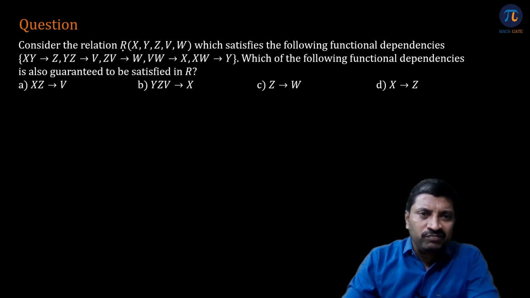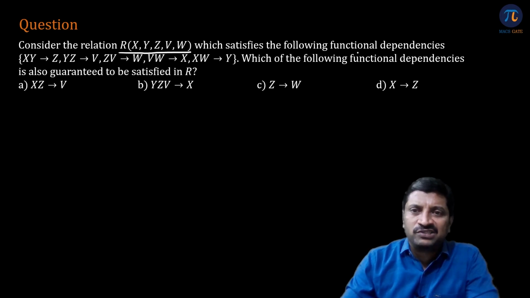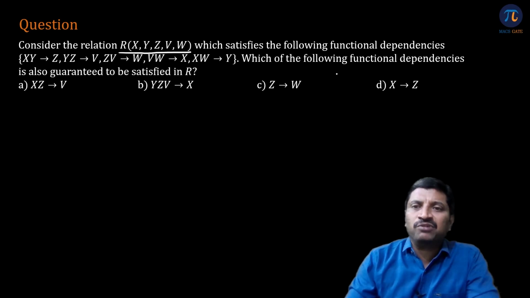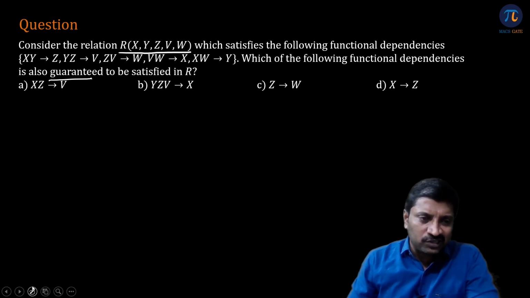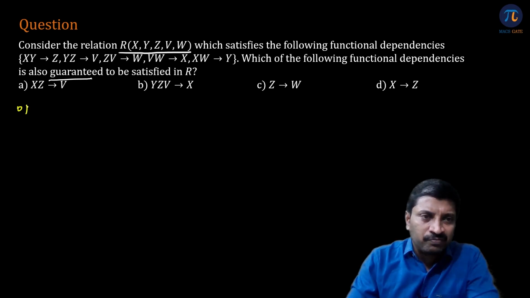Consider the relation with attributes X, Y, Z, V, W, which satisfies the following functional dependencies: XY goes to Z, YZ goes to V, ZV goes to W, VW goes to X, and XW goes to Y. Which of the following functional dependencies is also guaranteed? So one of them is implied or valid, so we need to identify it. The same procedure applies for every option. Please find the closure of the left side.